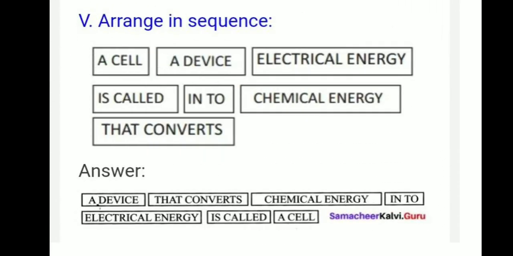Next one, arrange in sequence. A cell, a device, electrical energy is called into chemical energy that converts. Answer: a device that converts chemical energy into electrical energy is called a cell.